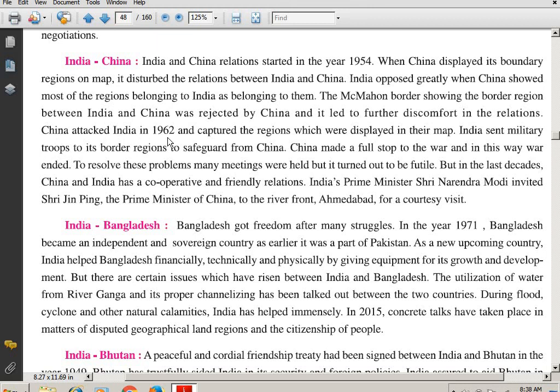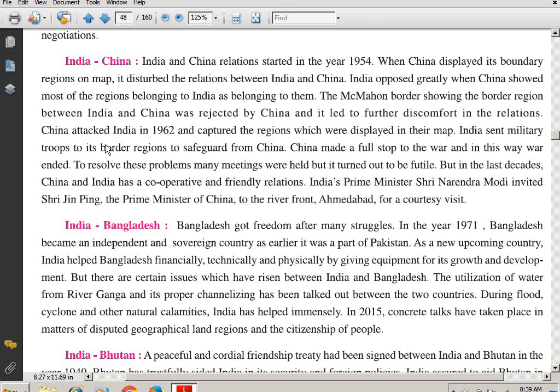China attacked India in 1962. See, again China attacked India in 1962 and captured the regions which were displayed on their map. So we saw that they had displayed some boundary regions on the map, and what did they do? They took those regions, saying that in that war they fought and captured the regions which were displayed on China's map.